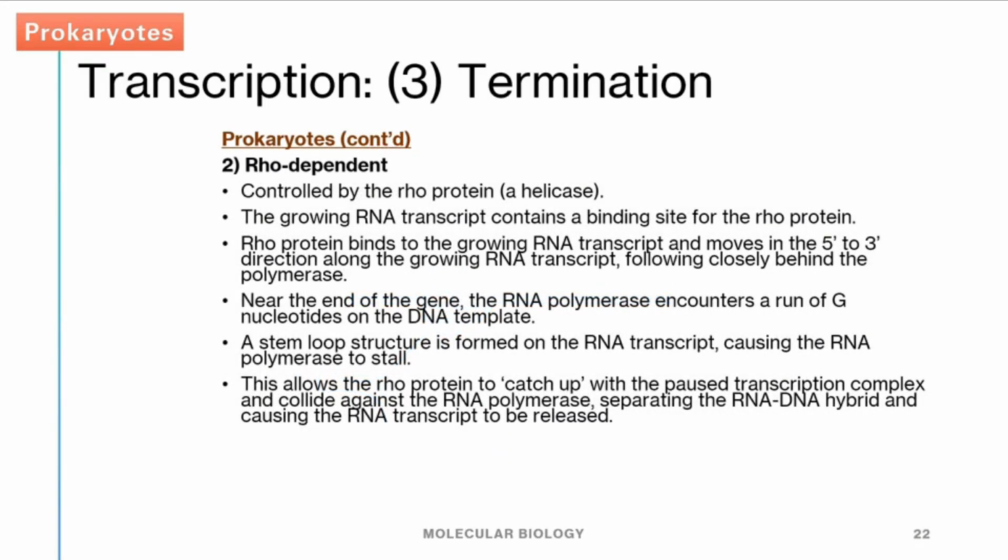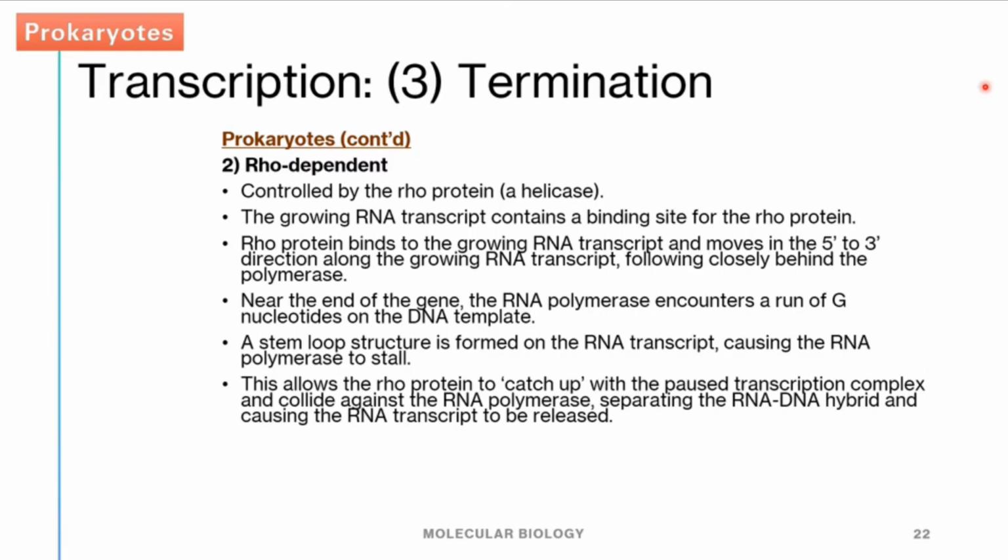The other mechanism of prokaryotic transcription termination is called the Rho-dependent process. The Rho-dependent process is controlled by a protein called Rho, R-H-O, which is a helicase. Now, in the Rho-dependent process, the growing RNA transcript will contain the binding site for the Rho protein. It's probably about three-quarters down the actual RNA sequence.